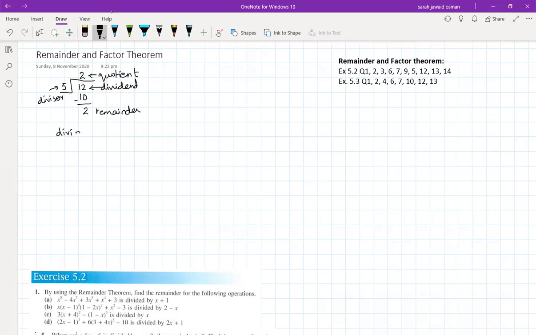The dividend is basically the product of the divisor times the quotient, added with the remainder.